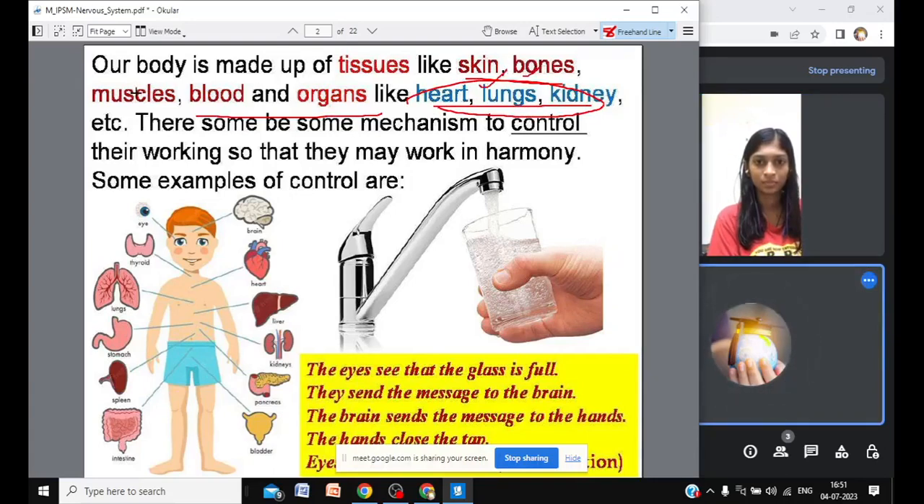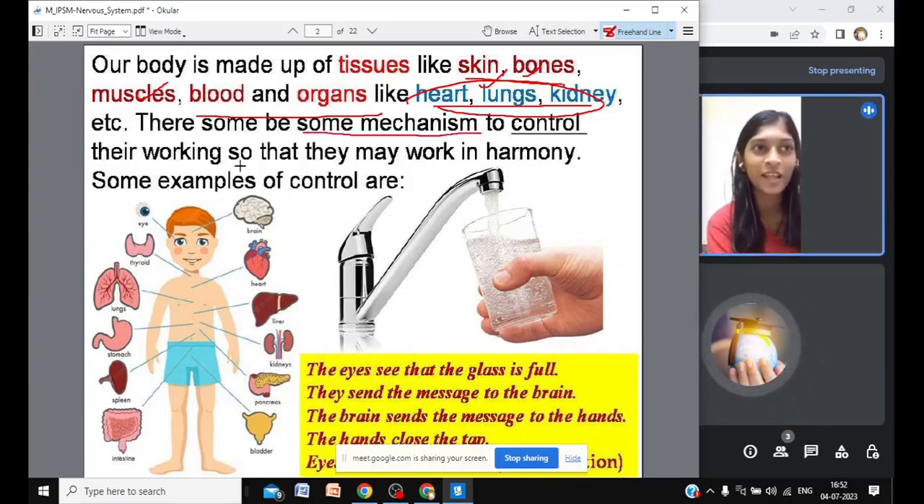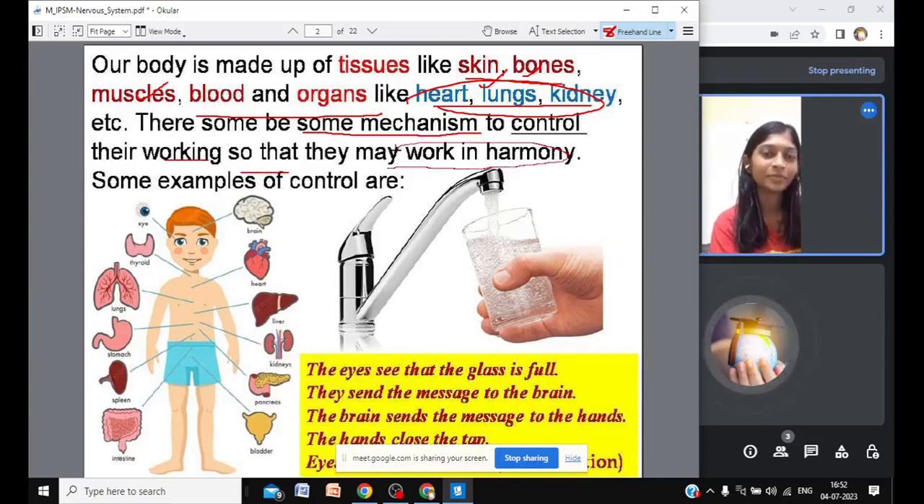So what do we need? In the next line, what is written? We need some mechanism to control their working. And why do we need to control? So that all organs should work in harmony.